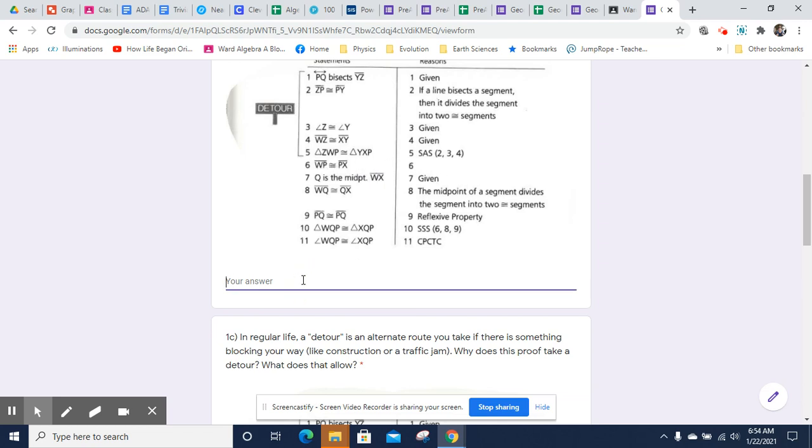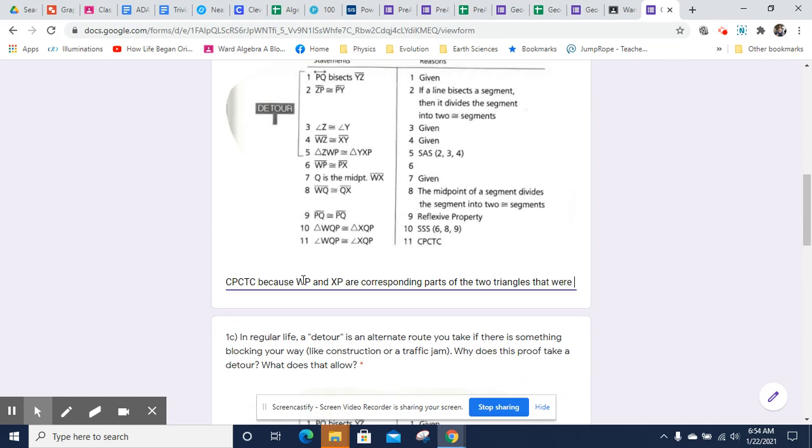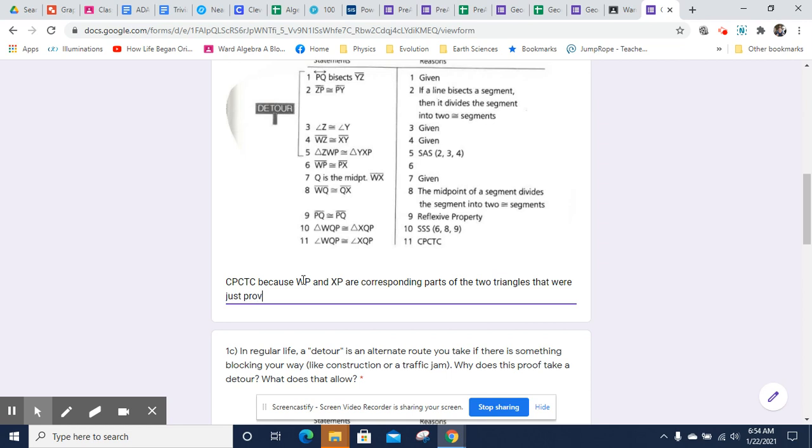The reason is that those are corresponding parts of congruent triangles. So the reason would be CPCTC, because WP and XP are corresponding parts of the two triangles that were just proven to be congruent by side angle side.